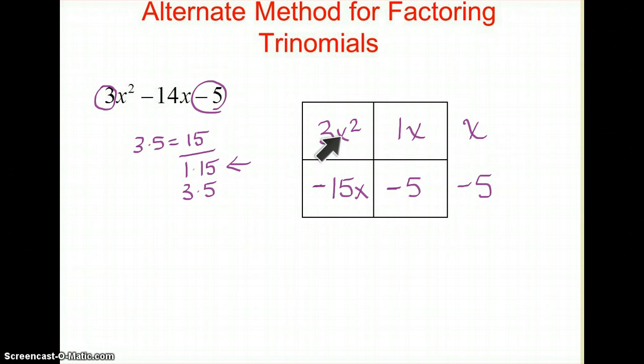Okay, then I'm going to repeat the process doing the columns of these. So 3x squared and negative 15x, my greatest common factor is going to be a 3x. And 1x and negative 5, my greatest common factor is a 1. So when I look at this after I've done my two binomials, this tells me that since one sign was positive and one was negative in the middle, my signs in my binomials will be that way. And since the x has the negative 5 over here, that will be my parentheses that gets the minus. So it's 3x plus 1 and x minus 5 is how I'm going to factor this.